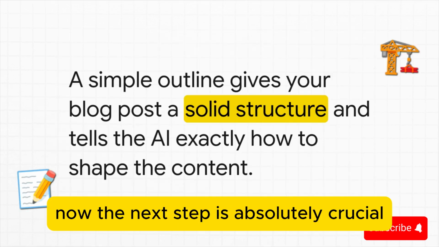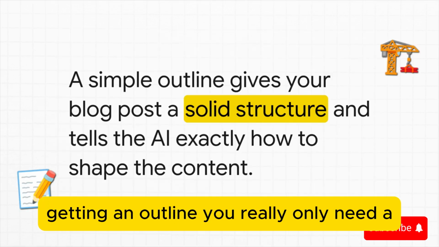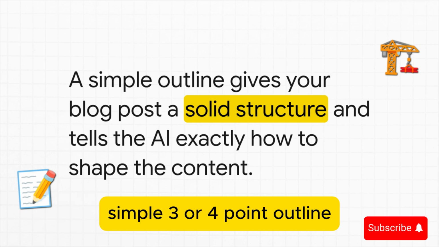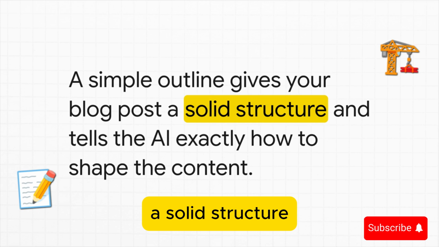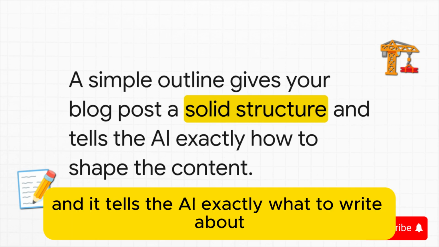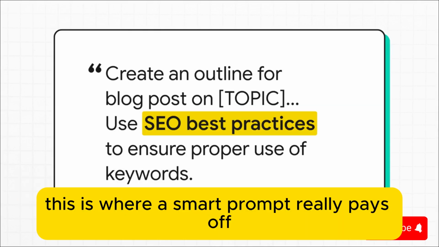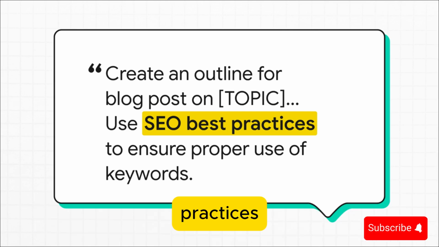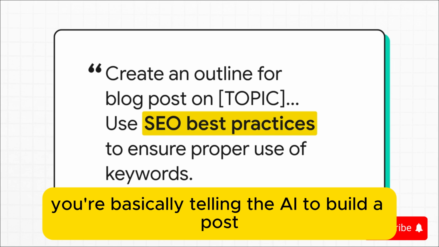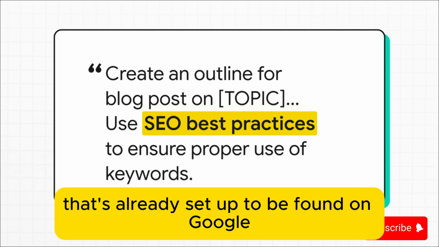Now, the next step is absolutely crucial, getting an outline. You really only need a simple 3 or 4 point outline. This gives your blog post a backbone, a solid structure, and it tells the AI exactly what to write about. This is where a smart prompt really pays off and saves you a ton of time. By asking for an outline that uses SEO best practices, you're basically telling the AI to build a post that's already set up to be found on Google.